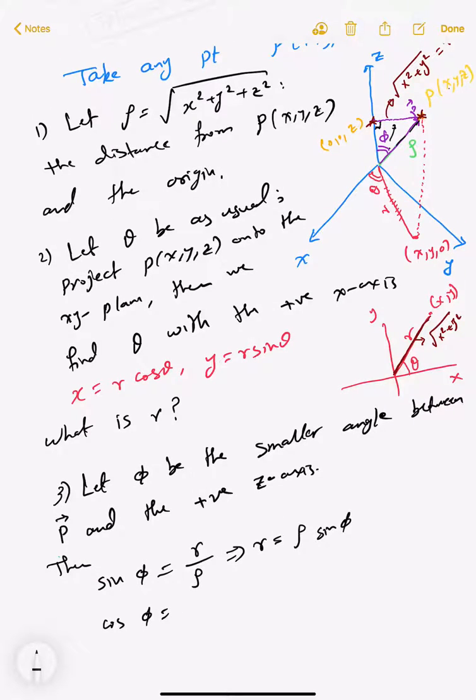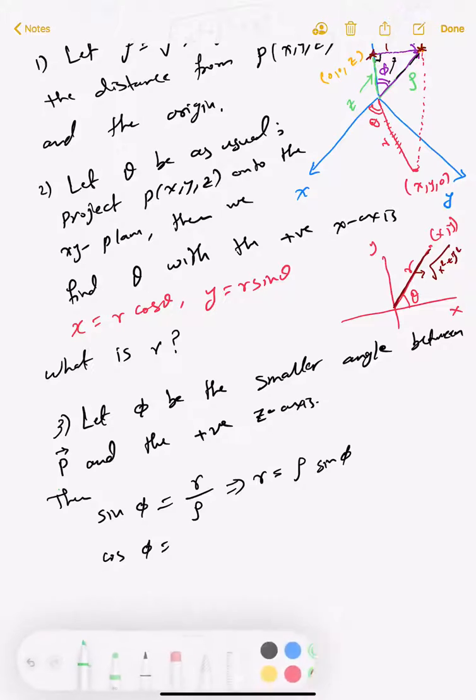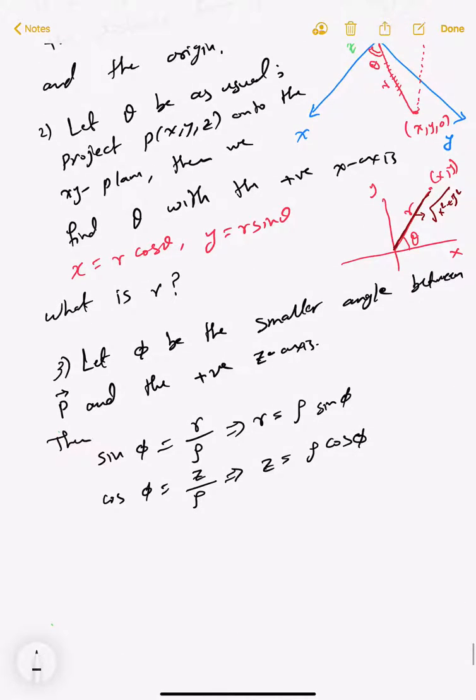On the other hand, if you look at cosine phi, what is cosine phi? This is phi again, and this is the adjacent, right? This is here the adjacent, and what is this? This is exactly z. So cosine phi is z over rho, which means z is rho cosine phi.